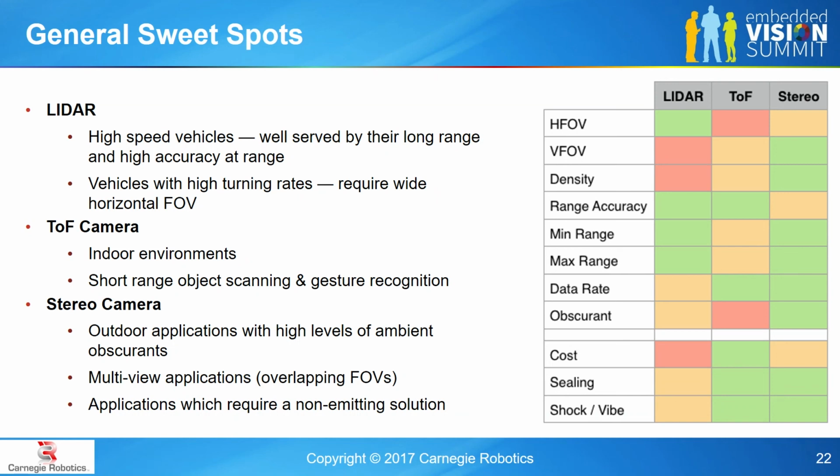Time-of-flight cameras are generally most useful indoors. Short-range object scanning. We have a slide coming up showing that there are difficulties in having near and far range returns with time-of-flight cameras, but they are very useful in short ranges for gesture recognition, and they're very low cost. Stereo cameras are generally most useful outdoors and in high obscurant environments where anytime that you're projecting information to the world, you have more and more issue trying to extract signal from noise caused by obscurance. And then, of course, anything that requires a passive solution, military applications and things like that, stereo is a great fit.